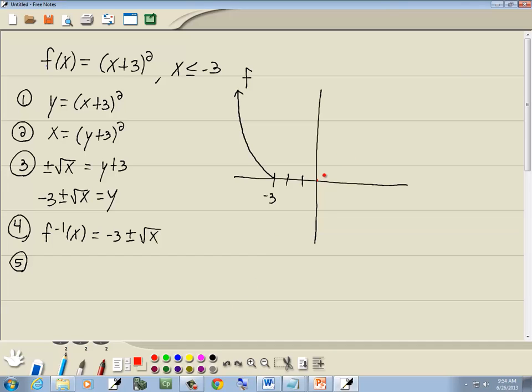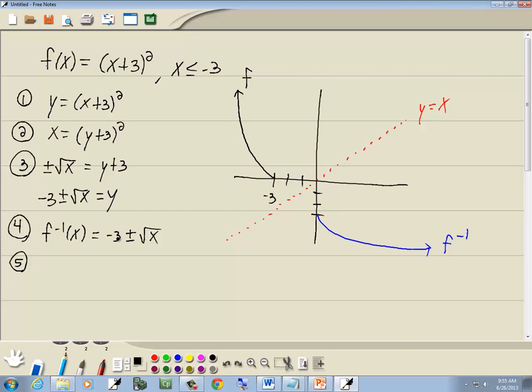Okay, well it's going to be symmetric to the line y is equal to x, right there. And this starts at negative 3 on our x-axis, so our inverse will start at negative 3 on our y-axis. And it's symmetric to this line, which means we can take this part of this graph and flip it across this line, and that gives us our inverse. So as close as I can draw it, that'll be our inverse.